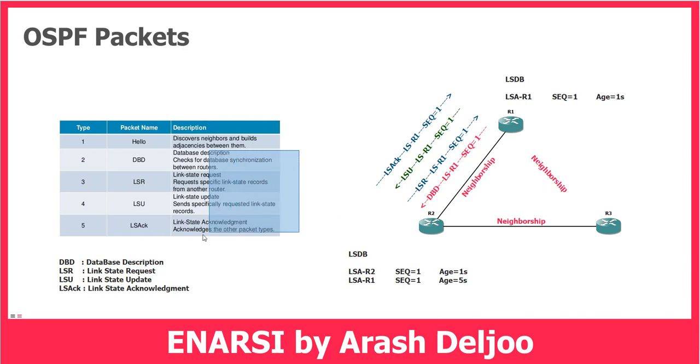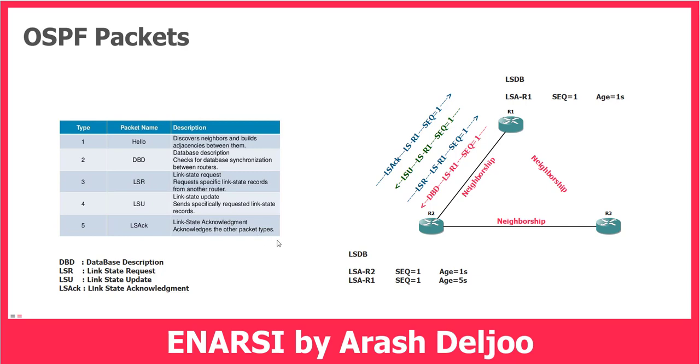Now you can better understand these terms. DBD, database description, checks for database synchronization between routers. When we are sending the DBD, it includes the link state of R1 with sequence of 1. Actually, R1 tries to synchronize the database, or LSDB, between router 1 and router 2. LSR, link state request, requests a specific link state record from another router. LSU, link state update, sends the requested link state record. LSAck, or link state acknowledgement, acknowledges the other packet types.